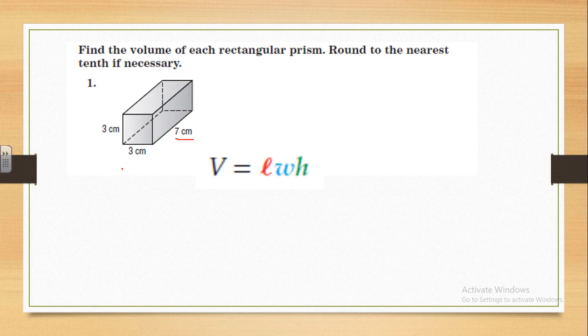If you look carefully in the picture, you will see that I already gave you three numbers. So that will be 7 times 3 times 3, which equals 63. And because we are finding the volume, it will be 63 cubic centimeters.